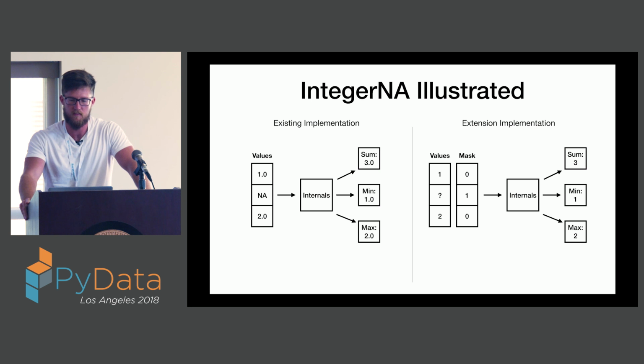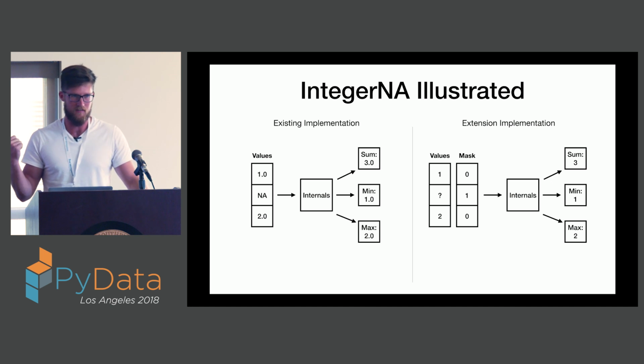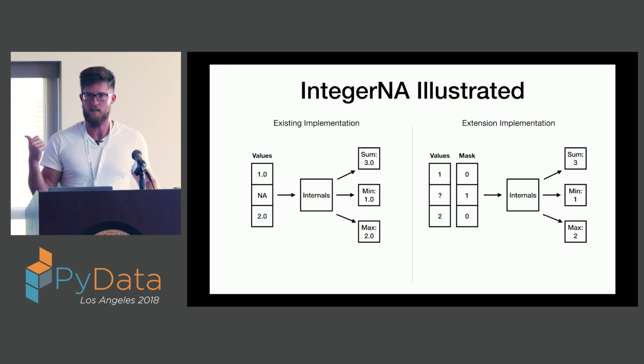And with that, with the new extension interface, you can essentially still take that information and define a way to convert that to a one-dimensional NumPy array that the internals will understand and be able to produce the output that you want, being 3, 1, and 2 for sum, min, max. But again, the big difference here is you're working with integer data. You're not getting cast to float.